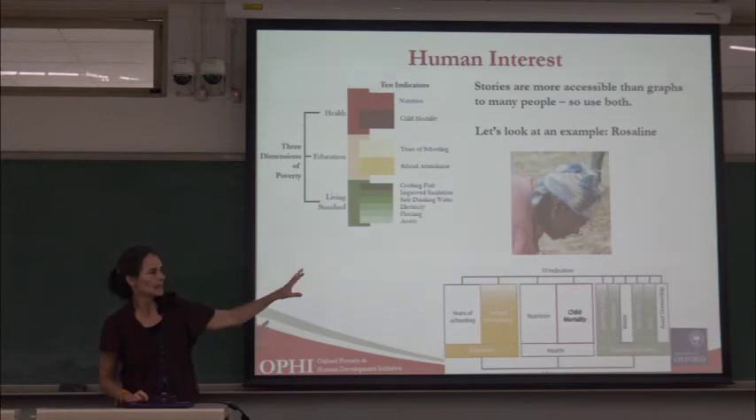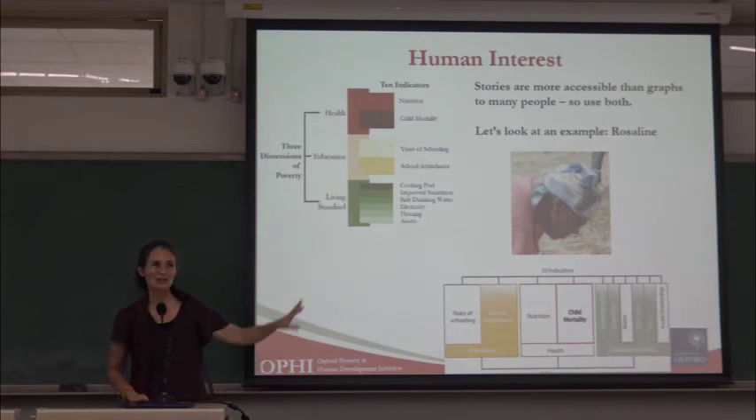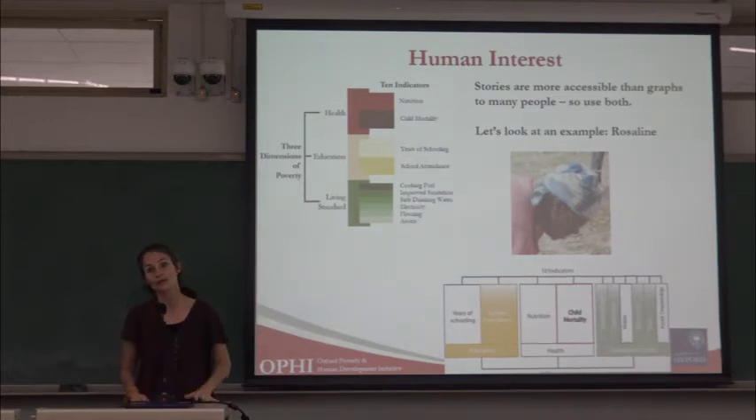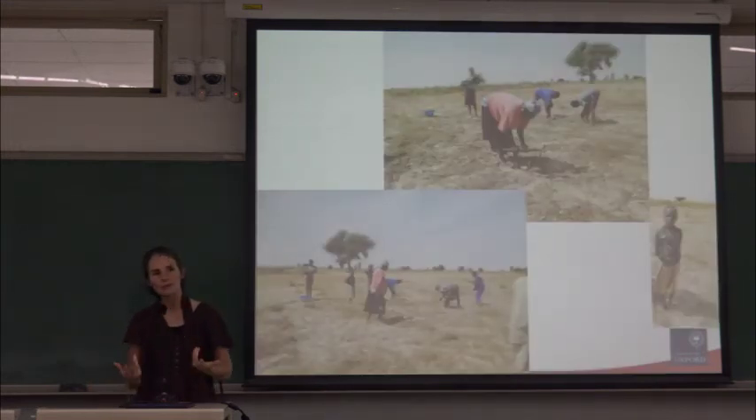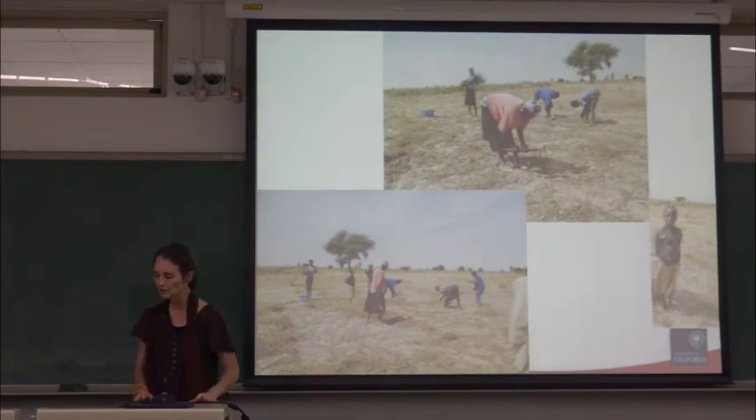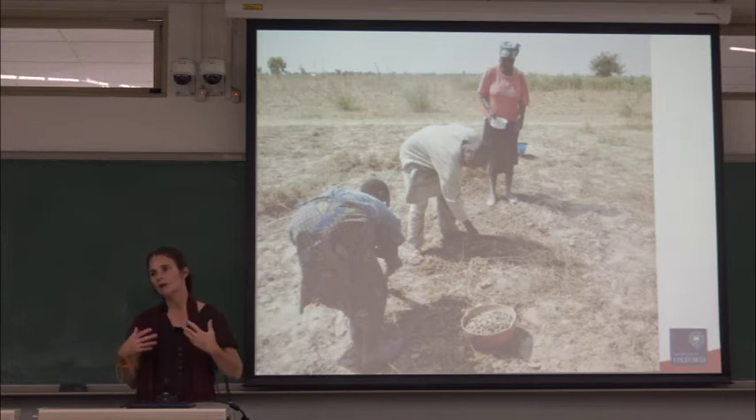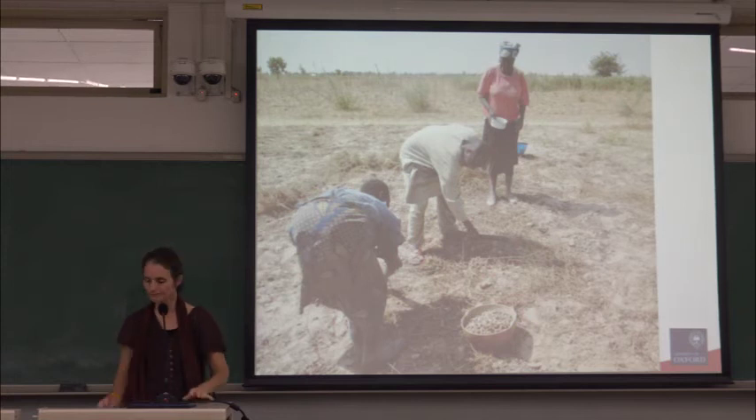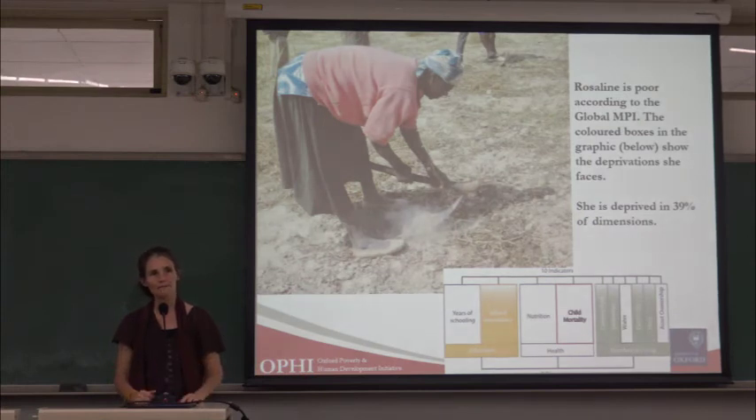So Rosaline, instead of giving the percentage, her censored deprivation score, we start with her face. Of course, her censored deprivation score is underneath it because we're OPHI. But then we tell a bit about her life, her family, her co-wives, her children. It took seven hours to gather that bucket of peanuts, you know, how much it sells for. Give a little bit of context so people get drawn into her story. And then we start to talk about the MPI and what deprivation she faces and why she is poor.